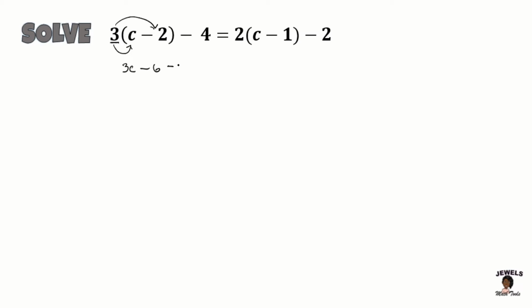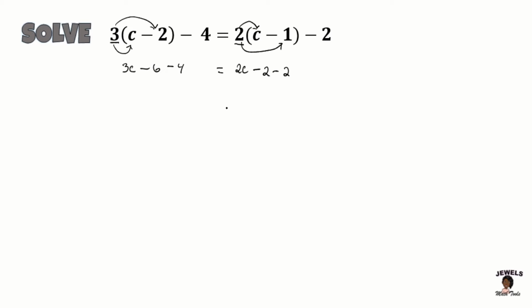I'll return my -4 back to my question, and then again apply my distributive property using 2 on the right hand side of my equation. So my 2 will be multiplied to c, which will equal 2c, and then that 2 will be multiplied to my -1, which would equal -2, and we put our -2 back into our question.